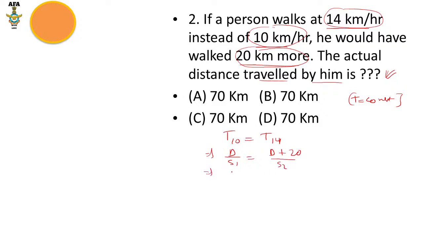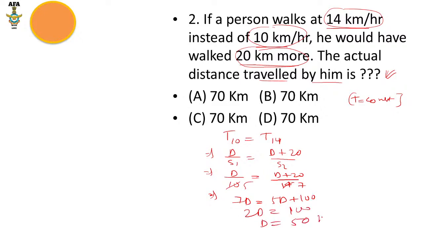So d we need to find out. D by s1. S1 is how much? S1 is 10, and d plus 20 by 14. So 2 5s are, 2 7s are. Now what we will do? 7d is equal to 5d plus 100. Now 2d will be equal to 100. Now value of d will be equal to 50. That is 50 kilometer. Distance is 50 kilometer.